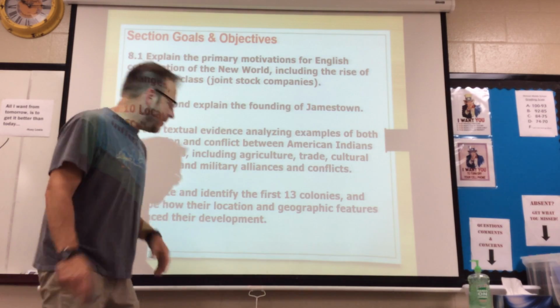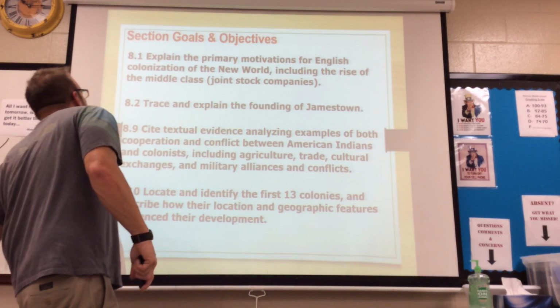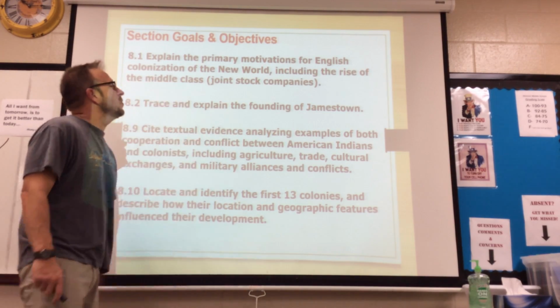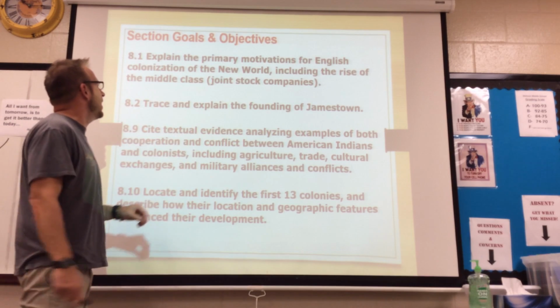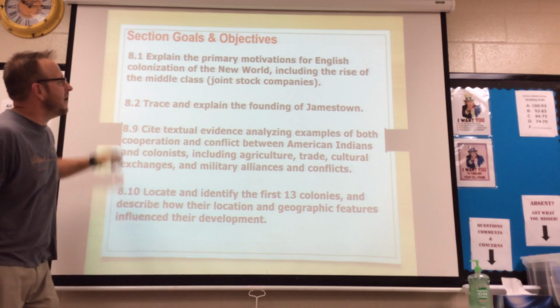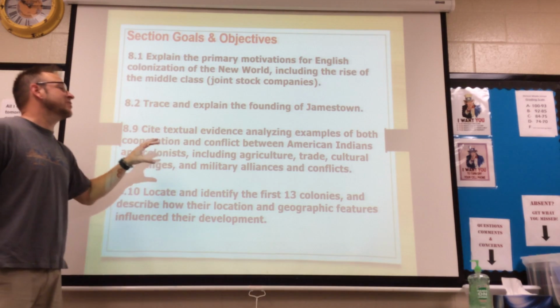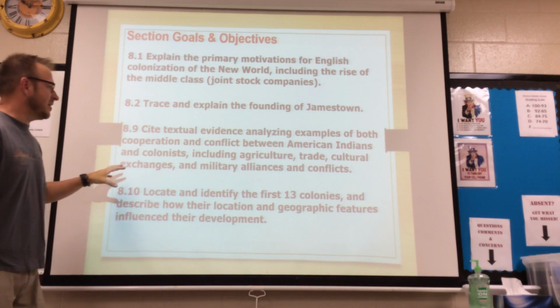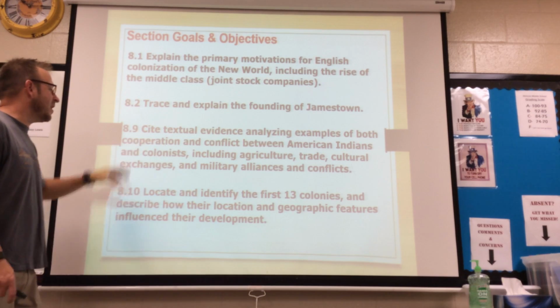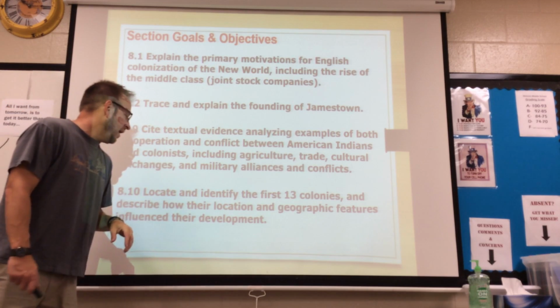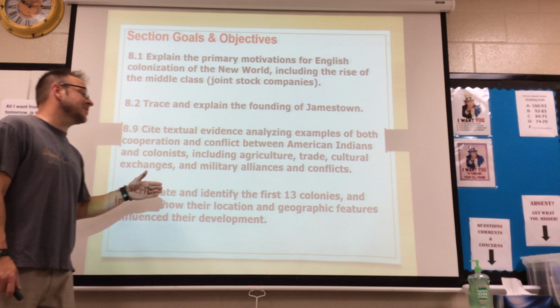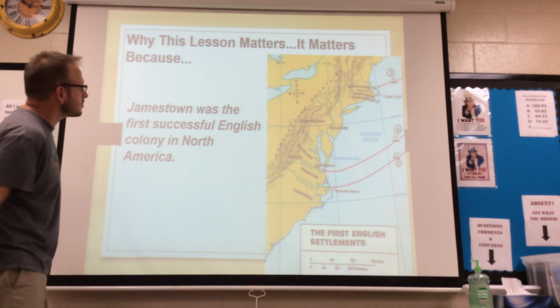So, let's get started. Today we're going to talk a little bit about why people came to the New World. What drew them to come there? We're going to trace and explain the founding of Jamestown. We're going to talk a little bit, in a nutshell, about the conflict between the Native Americans and the colonists. They had conflict, but they also had a little bit of cooperation. And we're going to locate and identify the first of the 13 colonies.